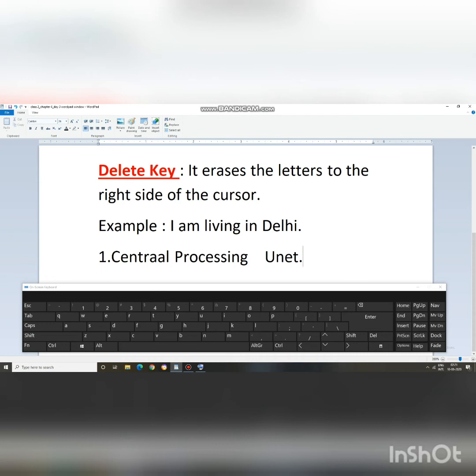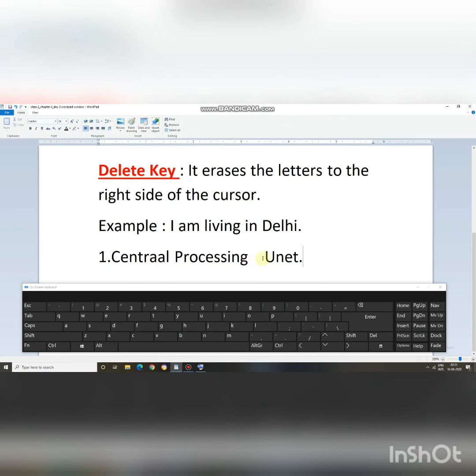Now, you must have seen so many mistakes which I have done, right? I will be deleting it, erasing it with the help of the delete key, and will be correcting it also. And let's see what is the first mistake that I have done in the first word. Central, double A, it should be single A. Processing spelling is right. Now, can you see so much space I've given in between the processing and the unit words.